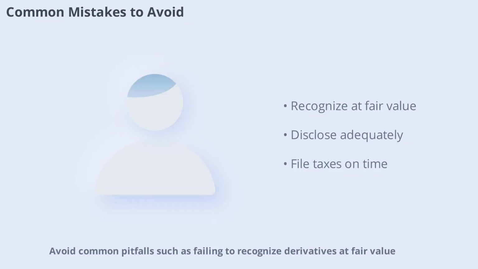Avoid common pitfalls such as failing to recognize derivatives at fair value, inadequate disclosures, incorrect turnover calculation, and missing tax filing deadlines. These mistakes can lead to compliance issues, penalties, and lost tax benefits. Regular reviews and audits can help identify and correct errors early.